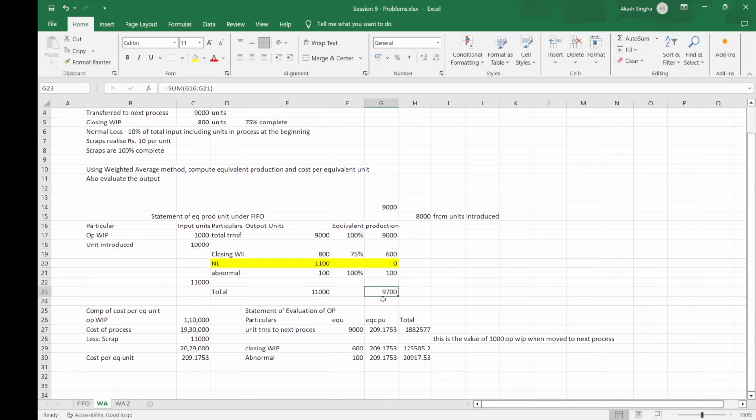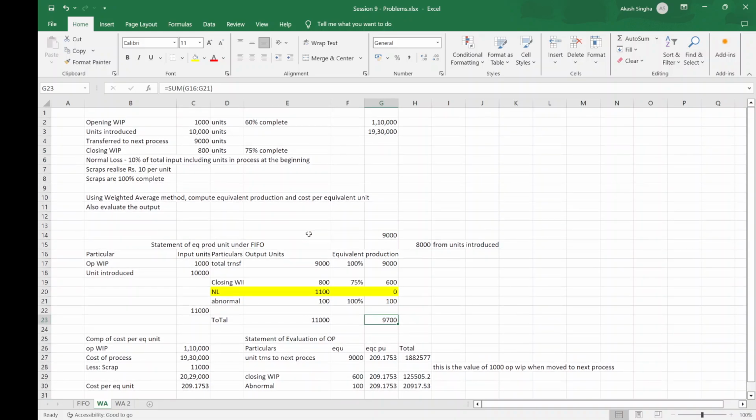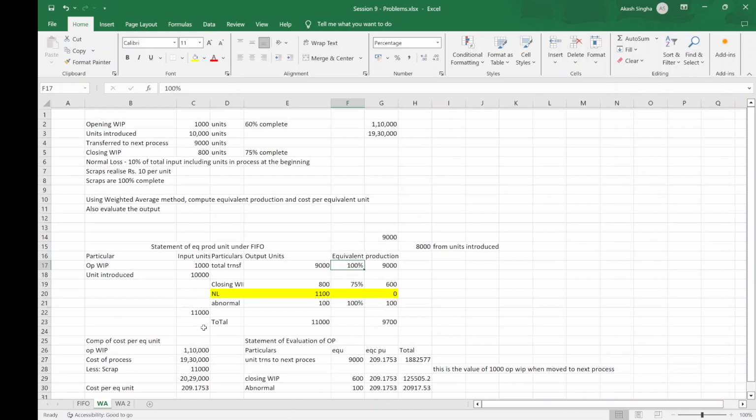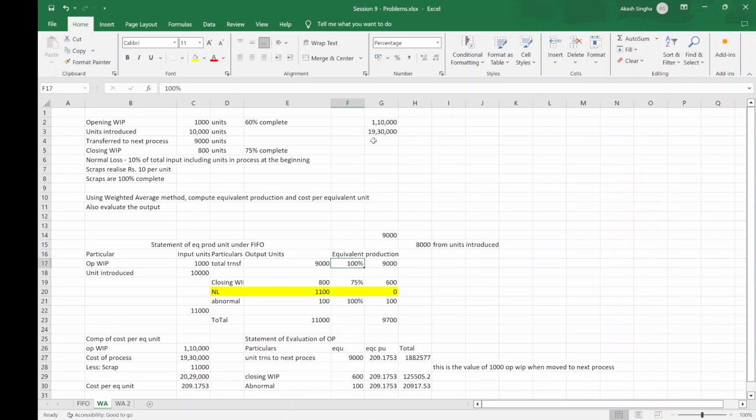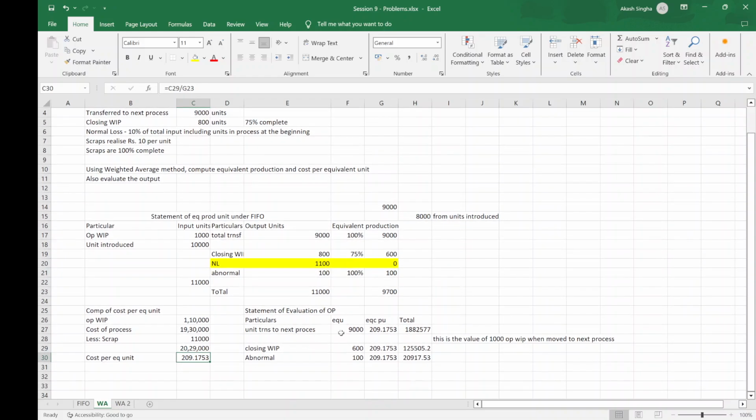Okay, now here we have taken that whatever we have transferred, we have given 100% equivalent of that. So due to that, the cost will be also different. Here the total cost will be opening work in progress plus cost of process minus scrap, and then the same thing, just divide it by that, you will get the cost per equivalent unit, and then for 9,000 it is into, you will get this. So this is the value of 1,000 output.